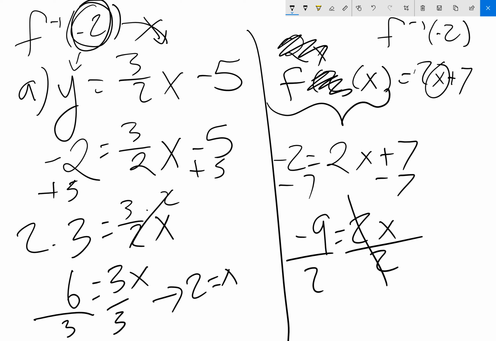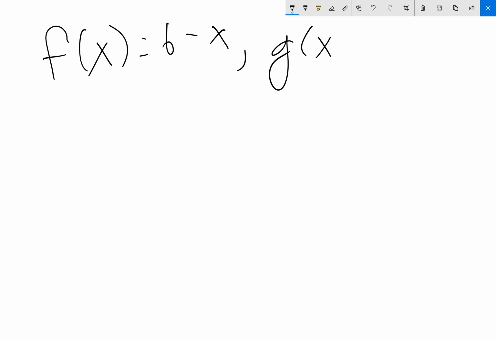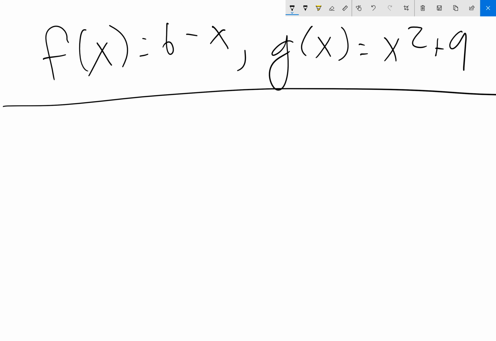All right, and we have reached the last one. So f of x equals 6 minus x. G of x equals x squared plus 9. So we want to write the rule for m, meaning the function m, if m of x equals g of f of x.